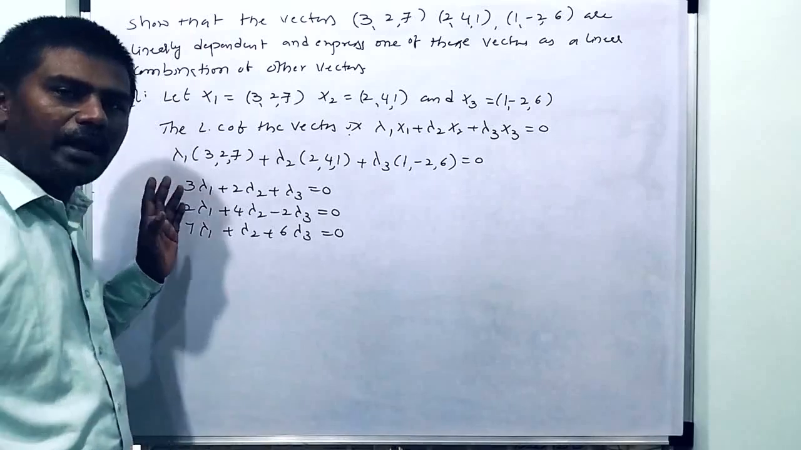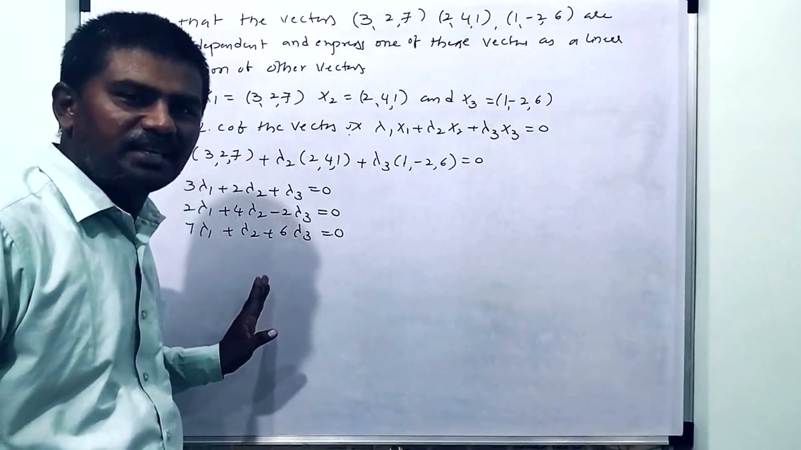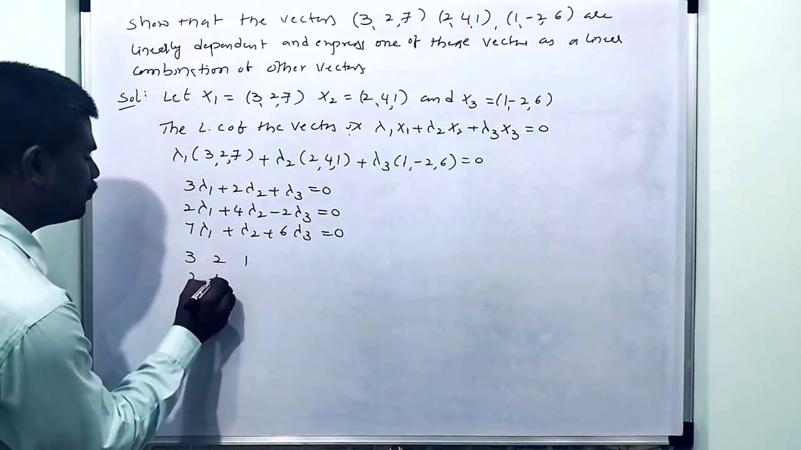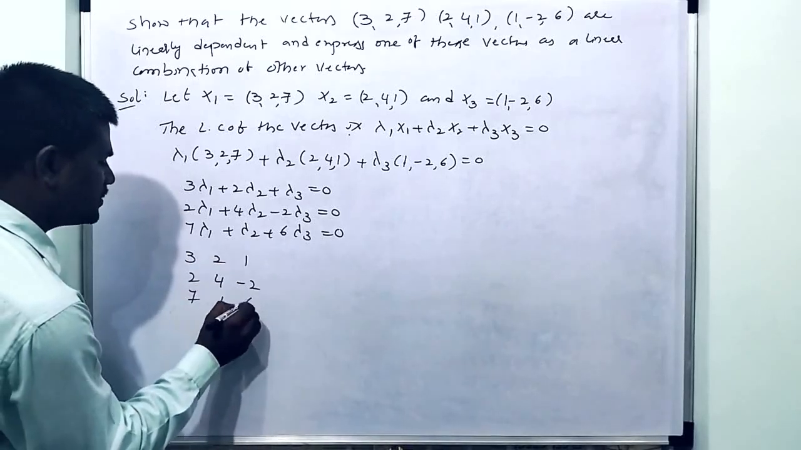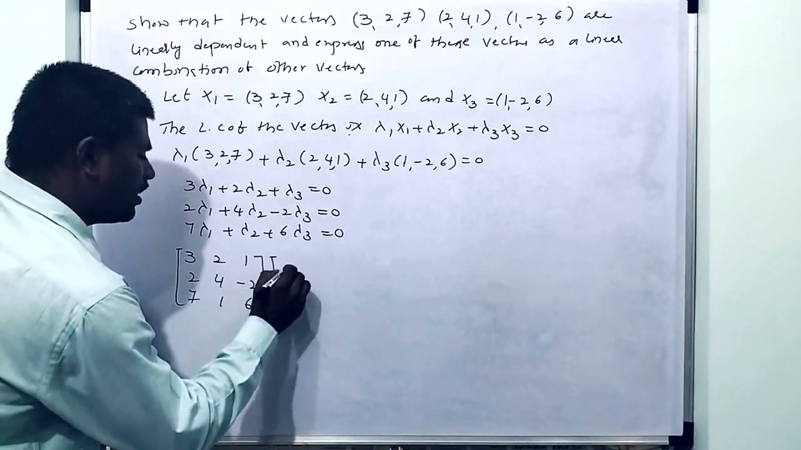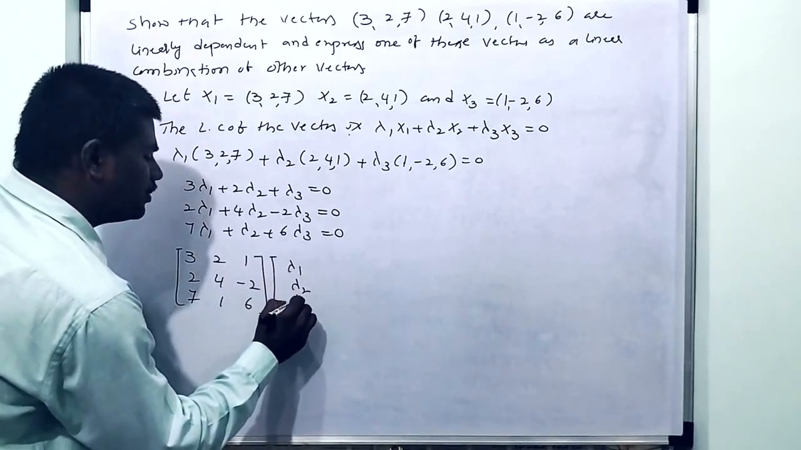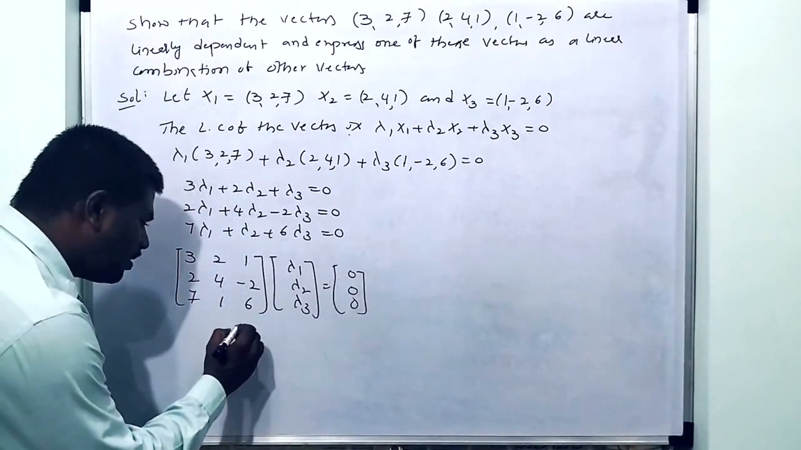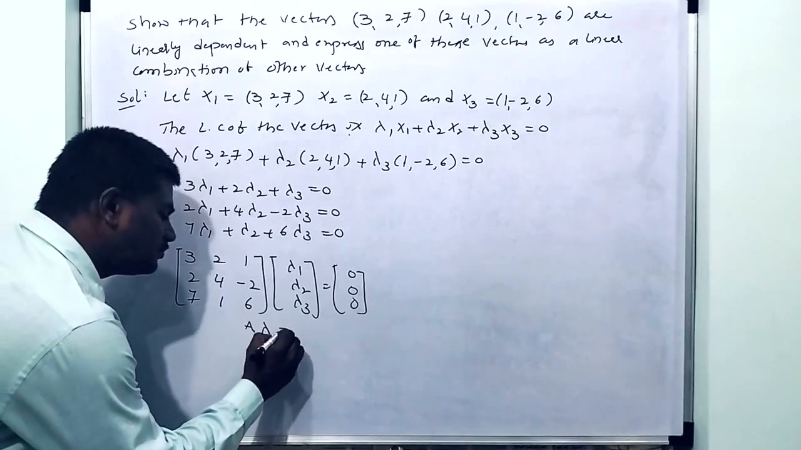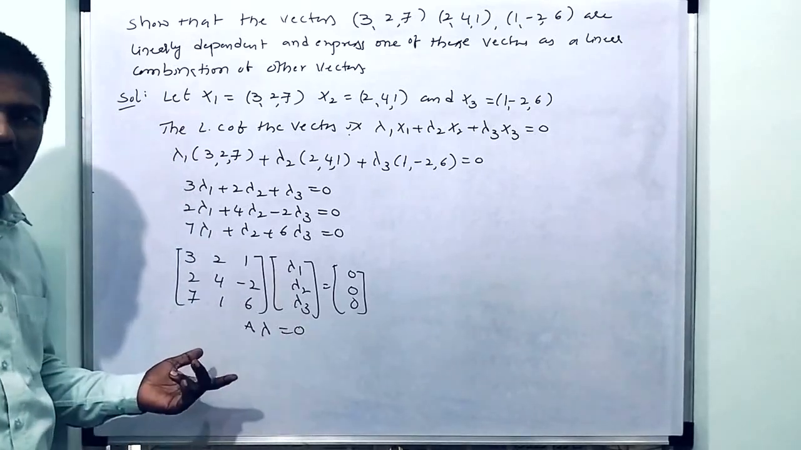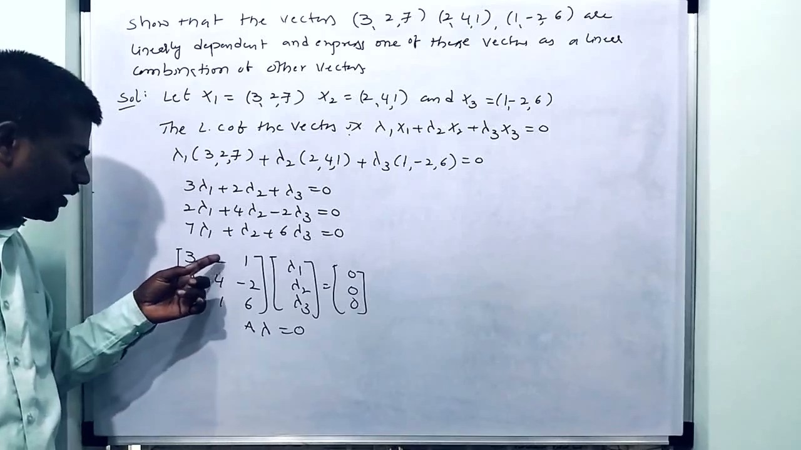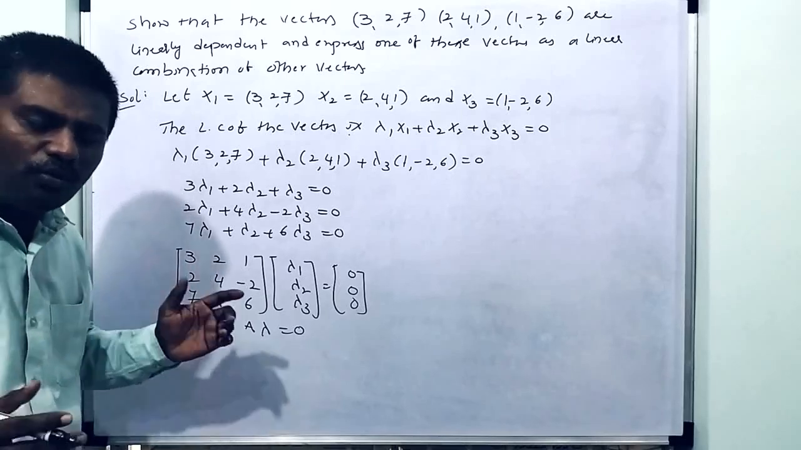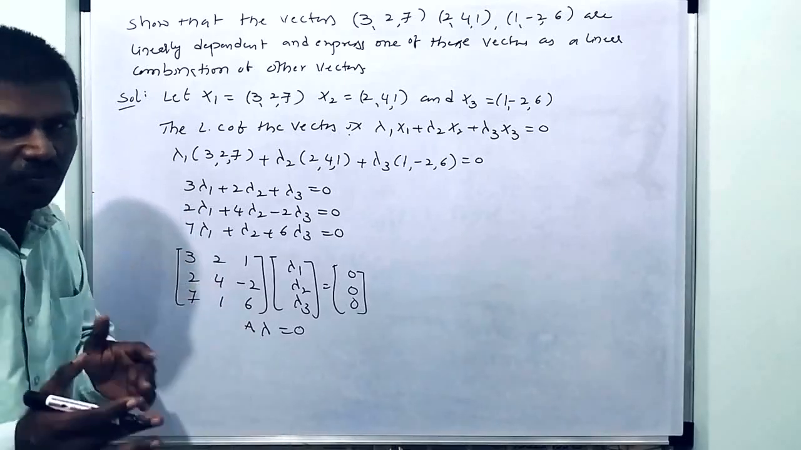So let us write it in the matrix form as Ax equal to 0. The coefficients 3, 2, 1; 2, 4, -2; 7, 1, 6 into lambda 1, lambda 2, lambda 3 equal to 0, 0, 0. This is of the form A lambda equal to 0. So now you have to reduce this into echelon form to find the rank of the matrix. You know very well how to handle a homogeneous system of equations.